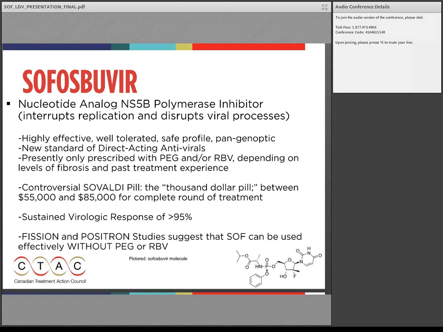Now this is the controversial $1,000 pill that you may have read about. You may have heard that a full course of treatment costs around $84,000. In some regions, this price has been negotiated down. In some regions, this price has not been negotiated at all. So that's very worth keeping in mind.